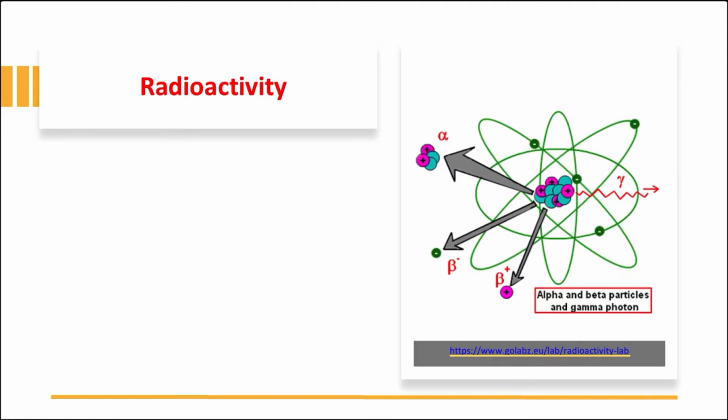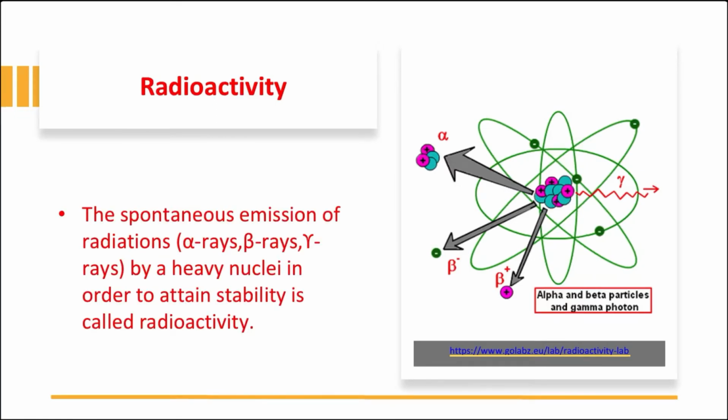Now here we can see three different Greek letters: alpha, beta and gamma. Alpha represents the alpha radiations which are emitted from that atom. Beta and gamma also represent the beta and gamma radiations which are emitted from the nuclei of a heavy element. So how can we define radioactivity? The spontaneous emission of radiation, which can be alpha rays, beta rays or gamma rays, by a heavy nuclei in order to attain stability, is called radioactivity.